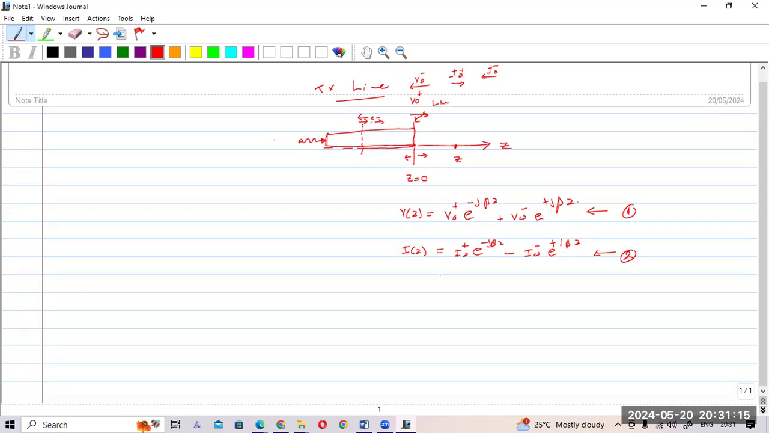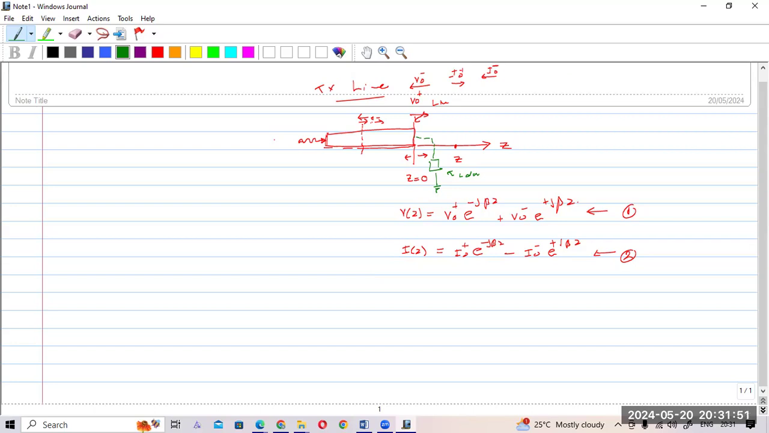Then again we have learned that, let's say this transmission line is connected to a load. This transmission line is here connected to a load. And the load should be connected to the ground. So this is the load. This load may be another transmission line. This load can be another transmission line.